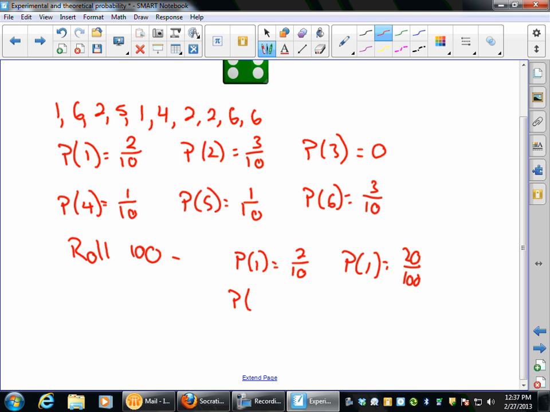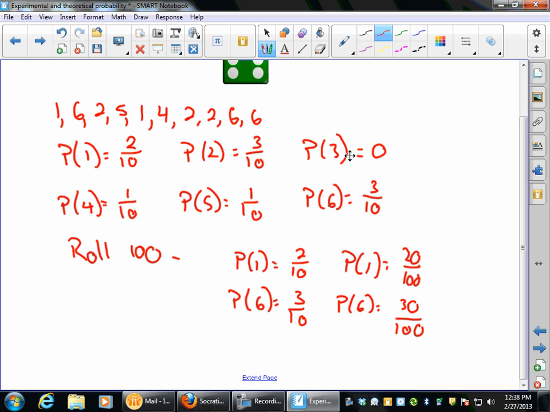If I kept rolling the same die and I wanted the probability of getting a 6, since it was 3 out of 10, I would probably guess that is going to be close to 30 out of 100. Now, the only one, and this is where you've got to be careful and think a little bit: I didn't get any 3s. I highly doubt if I roll 90 more times that I'm going to get 0 3s.